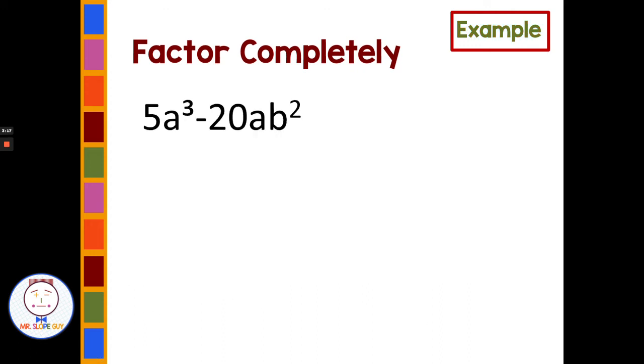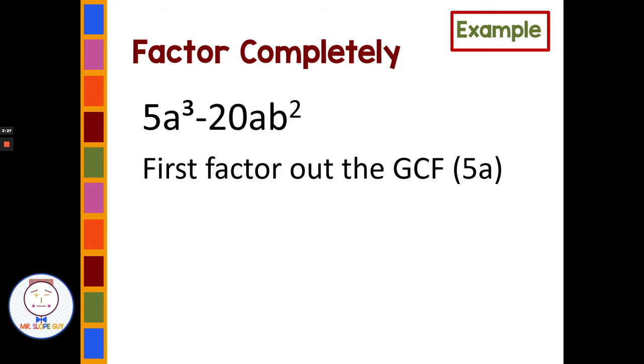All right, new example. Let's look at 5a to the third minus 20ab squared. The first thing we're going to check for is GCF. If I pull out a GCF of 5a, then I'm left with a squared minus 4b squared. So we have a binomial left. We've already pulled out a GCF, so next I'm checking for difference of squares.